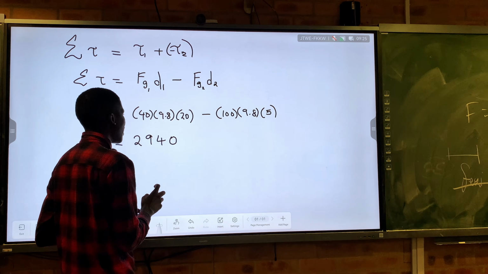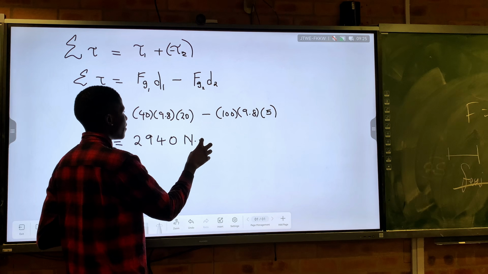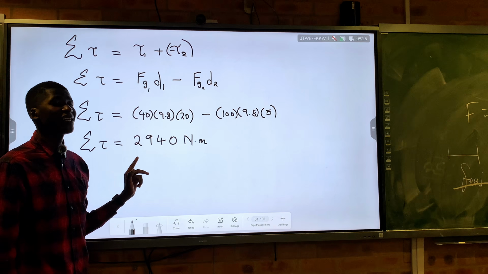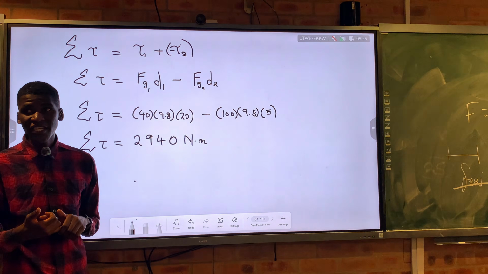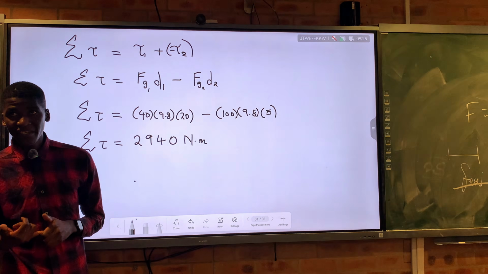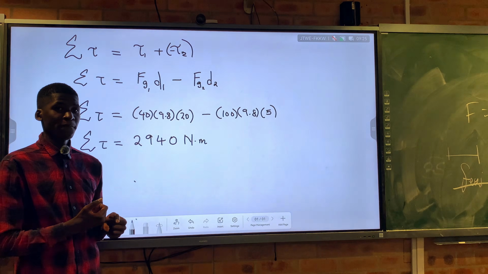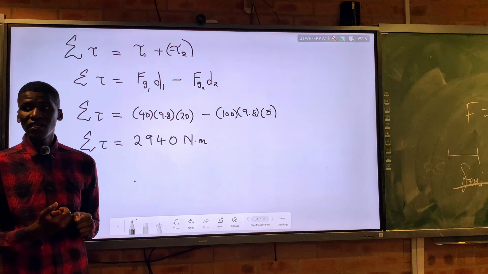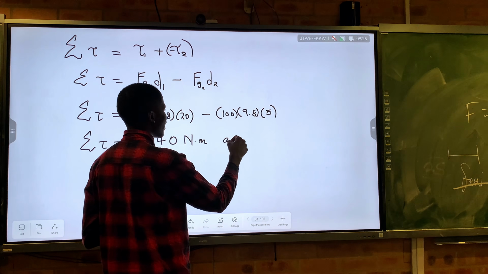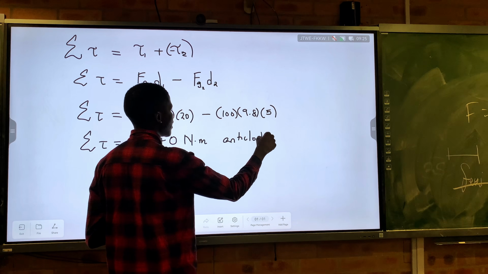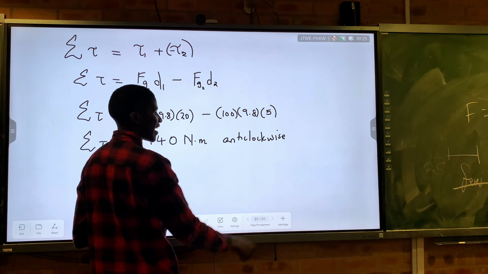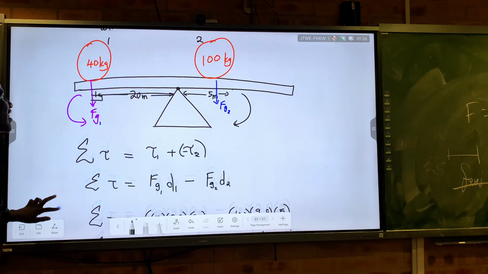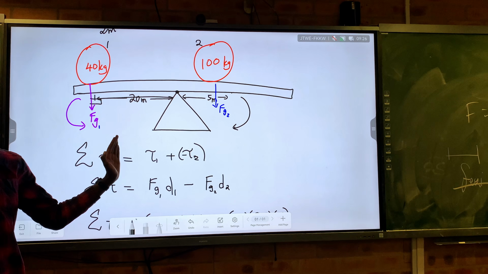2,940, right? And then this is going to be newton meters. Look at this, the sum of the torque is positive. The sum of the torque is positive. A positive torque causes what type of rotation? Anti-clockwise or clockwise? Anti-clockwise. So it means that this is actually in an anti-clockwise direction. So this combination will rotate anti-clockwise.